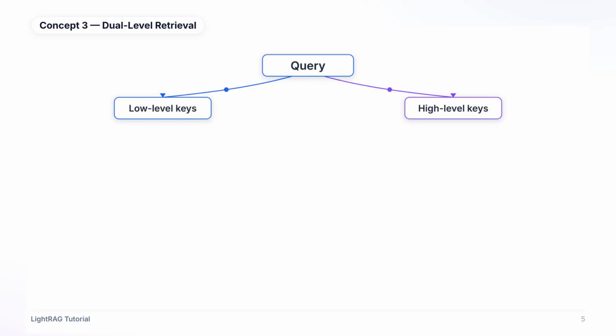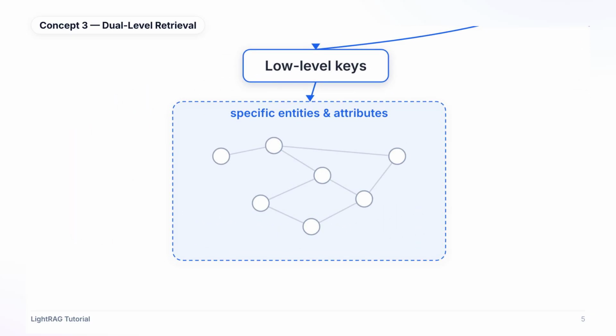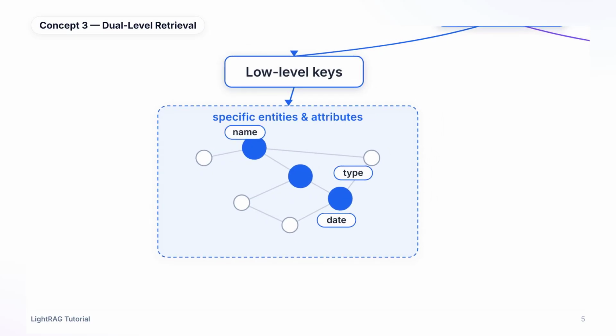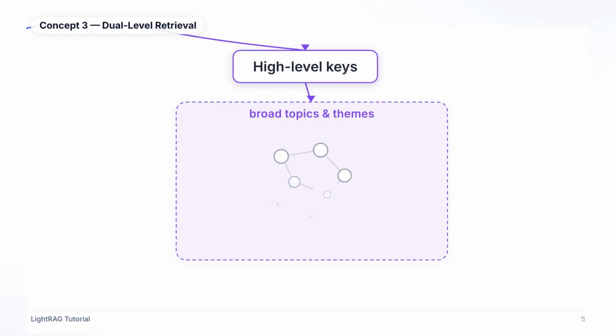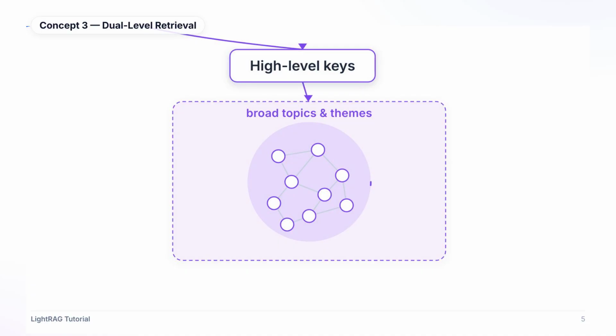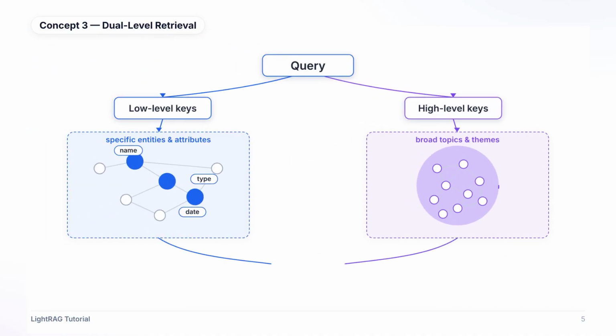At query time, LightRAG works on 2 levels at once. Low-level retrieval focuses on specific entities and their direct attributes, perfect for detailed, pointed questions. High-level retrieval focuses on broad topics and themes that span many entities, perfect for conceptual questions. By extracting both low-level and high-level keys from a single query, LightRAG covers detail and big picture together.